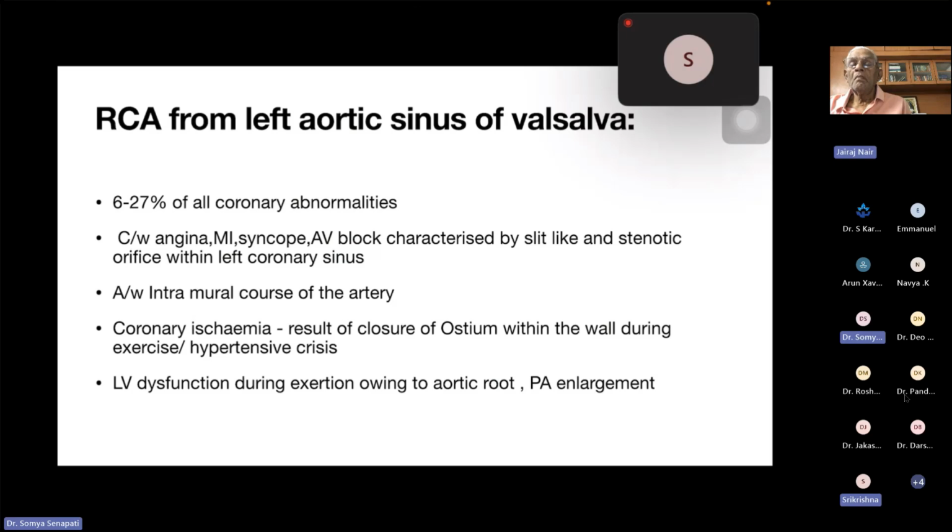The patient might come with angina, myocardial infarction, or a complaint of syncope, or may come with an AV block. These might be happening because of a slit-like and stenotic orifice within the left coronary sinus. It can be associated with an intramural course of the artery. The coronary ischemia in this case is seen because the ostium is narrowed during exercise or hypertensive crisis. So mostly the presenting population is athletes. There is LV dysfunction during exhaustion owing to aortic root and PA enlargement in this case.